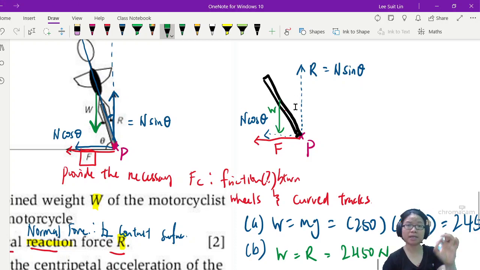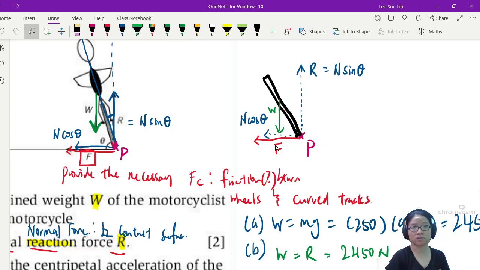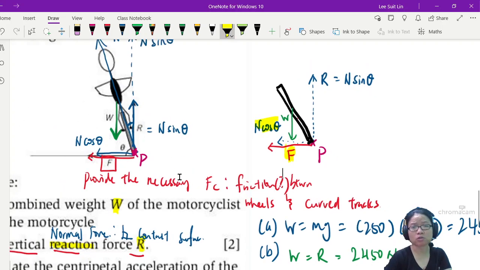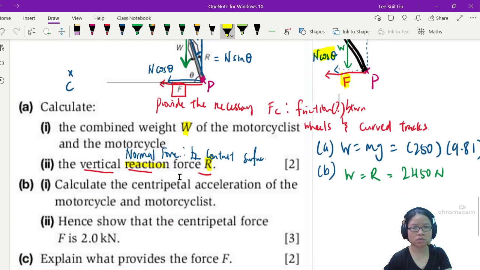The only unbalanced force that is allowed to remain is the force directed towards the center of the circle. And in this case, it will be this. I don't know, is there any friction? I guess we'll have to continue the question to figure it out. So this is part 2. Part 1, part 2.